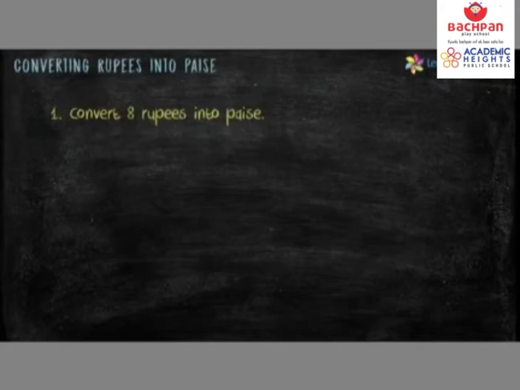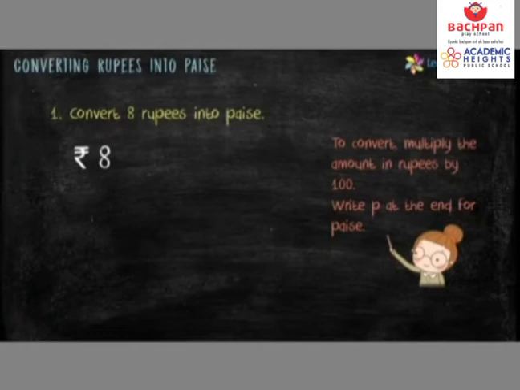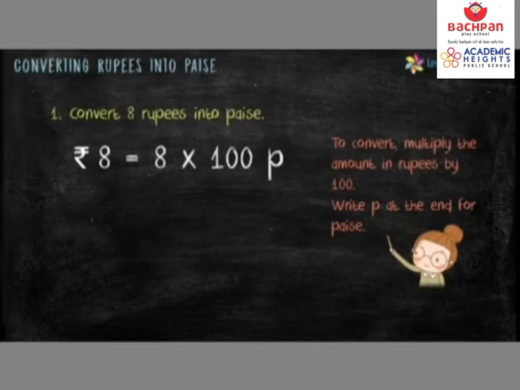First, we convert rupees into paise, so we multiply the amount in rupees by 100. That is 8 multiplied by 100 paise. Write P at the end for paise. पैसे के लिए हम क्या राइट करेंगे? P, which is 800 paise. Right?